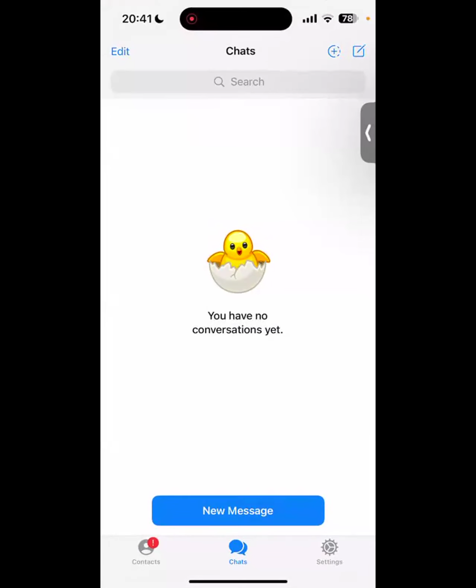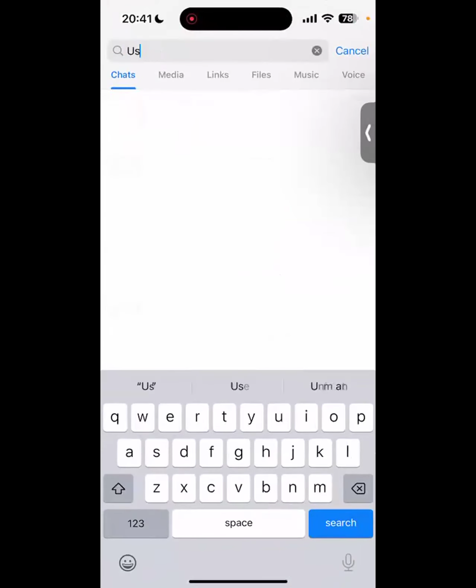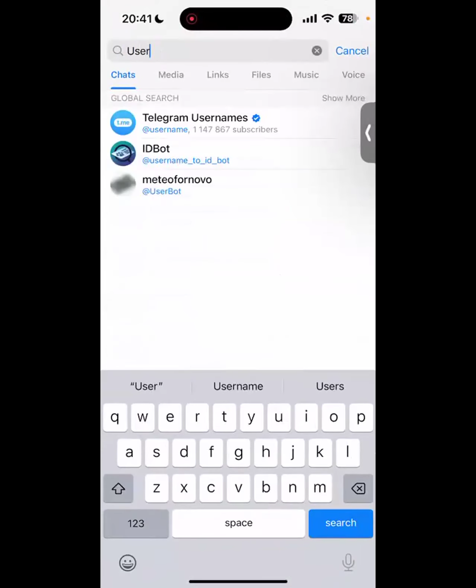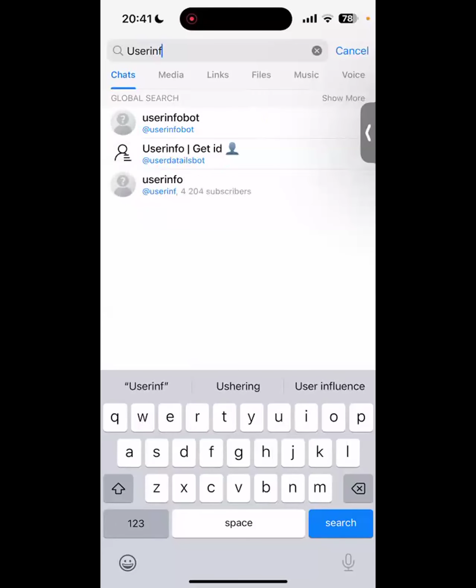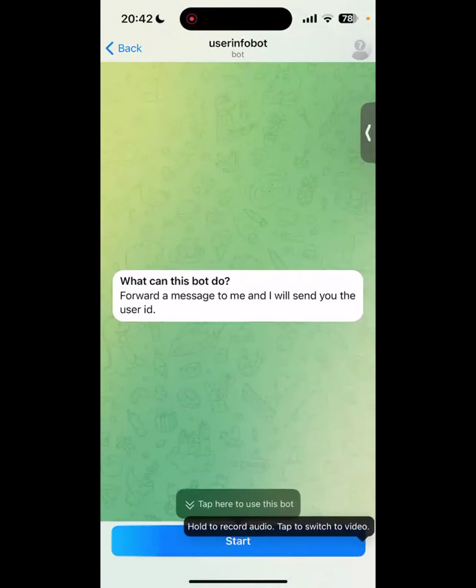Okay, so search for user info bot. User Info bot. Okay, yeah, that's it. So just click that. So click on start.